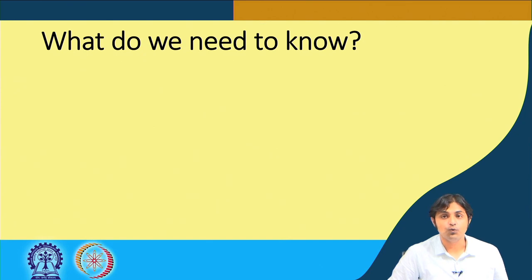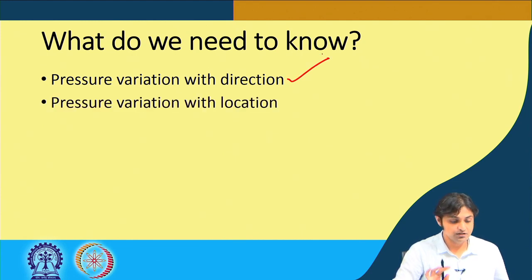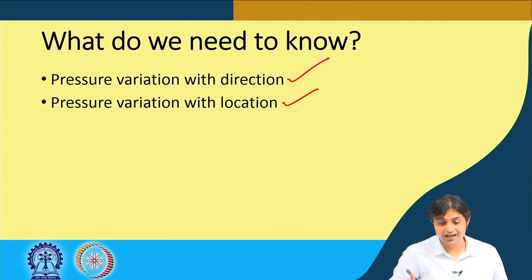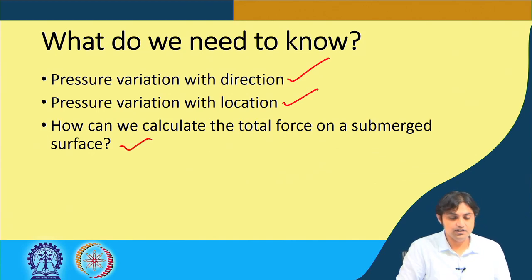What do we need to know while studying pressure? We need to know the variation of pressure with direction. We also need to know pressure variation with location. Direction is, say, at what angle theta, for example; location is at what depth, for example; and how are we able to calculate the total force on the submerged surface. So these are the 3 questions that we are going to answer today.